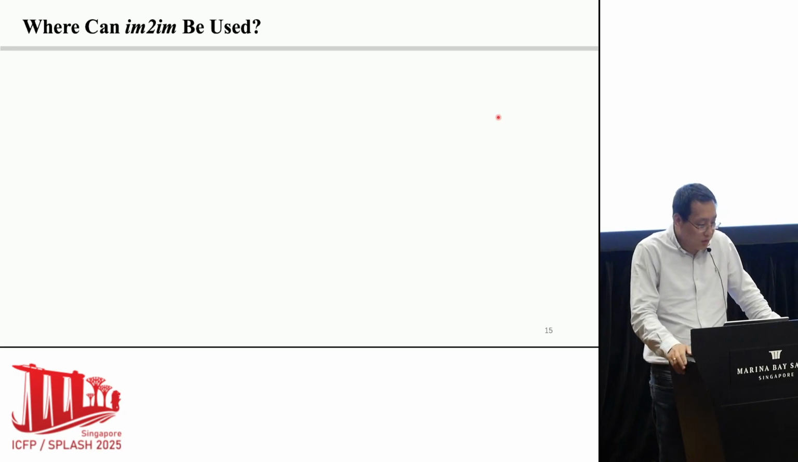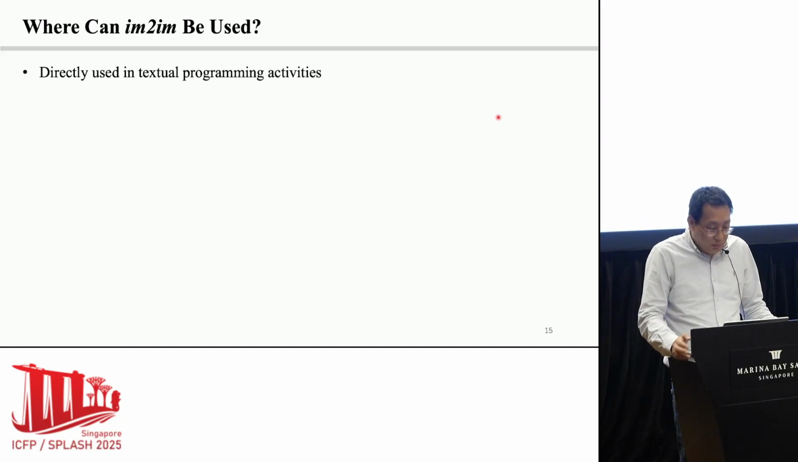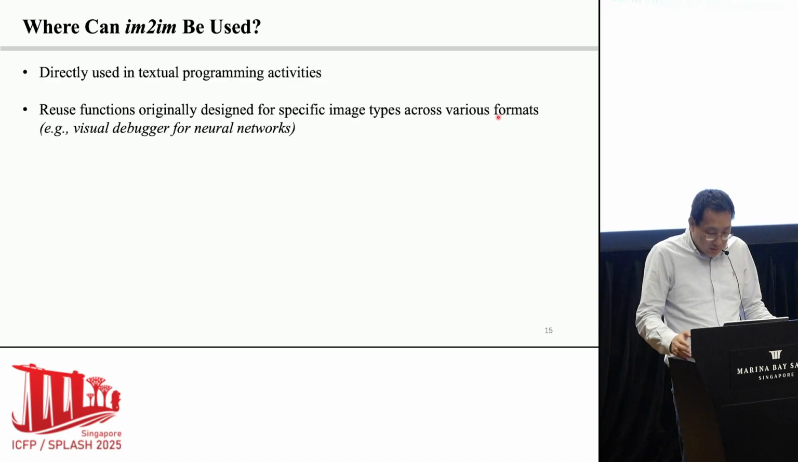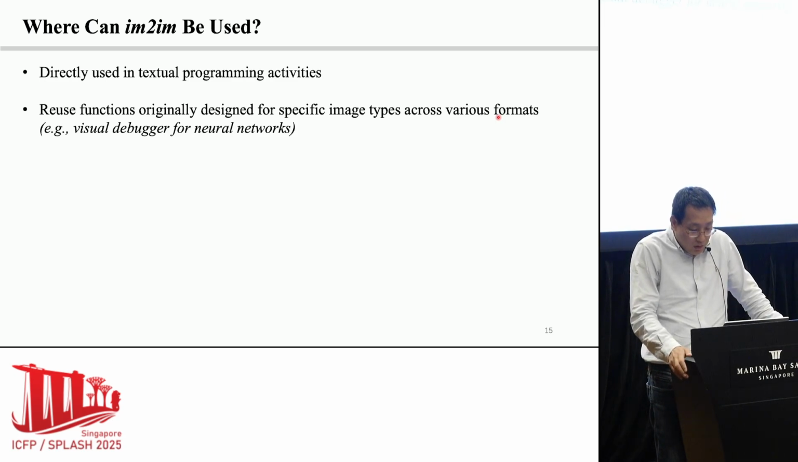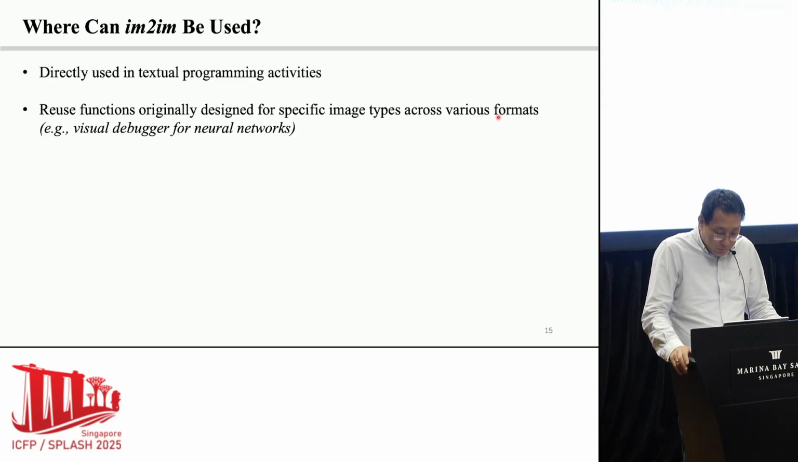Okay, so next question is, what can we do with im2im? Firstly, im2im can be directly used in textual programming activities. A developer writing code in Python, for example, can freely connect functions from different libraries without worrying about conversion details. Secondly, it enables users to reuse functions across diverse formats. For instance, a visual debugger for neural networks can work with images, no matter whether they come from PyTorch or TensorFlow.